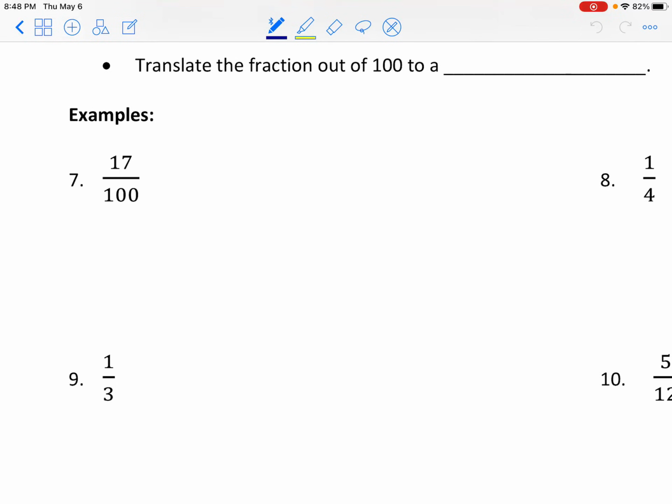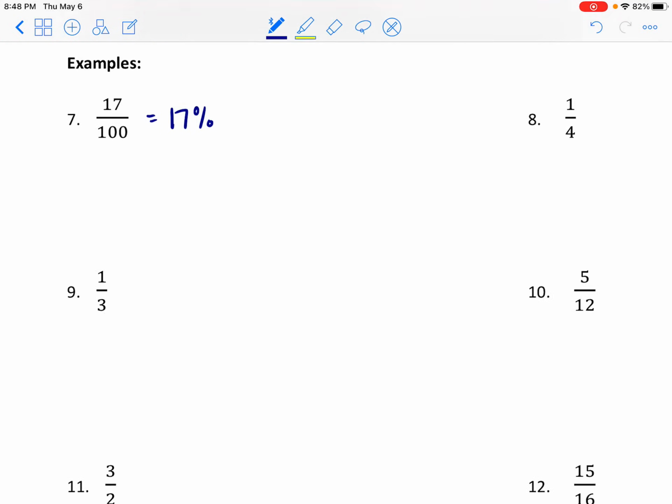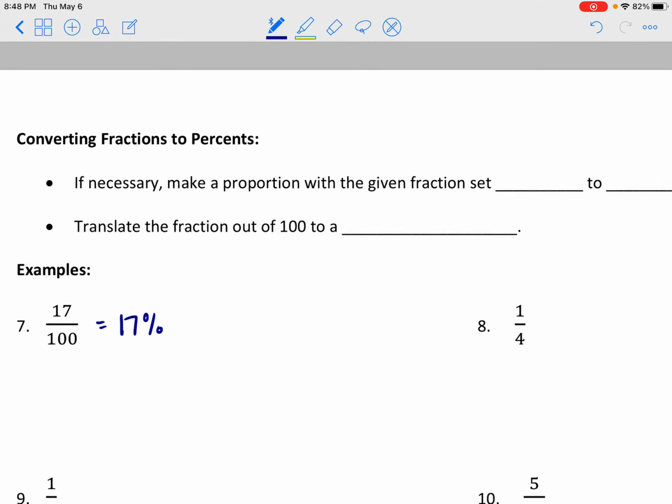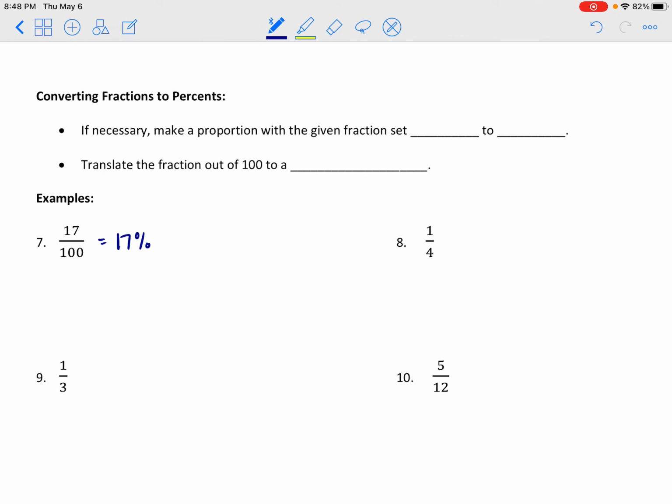So if we already have a fraction out of 100, then we can go straight to saying that is 17%. Okay? That doesn't take any fancy work. Now, if it's not, like the rest of these fractions, what I like to do is make a proportion.